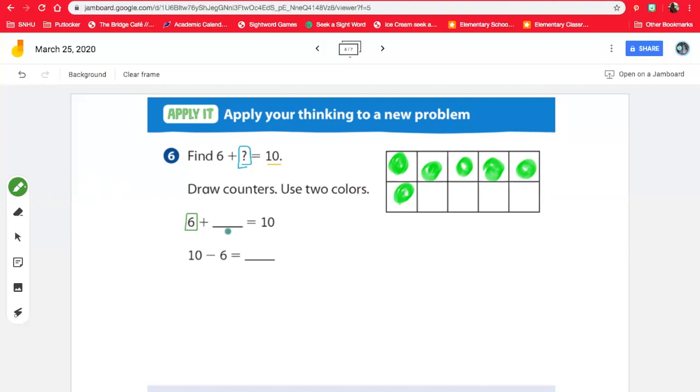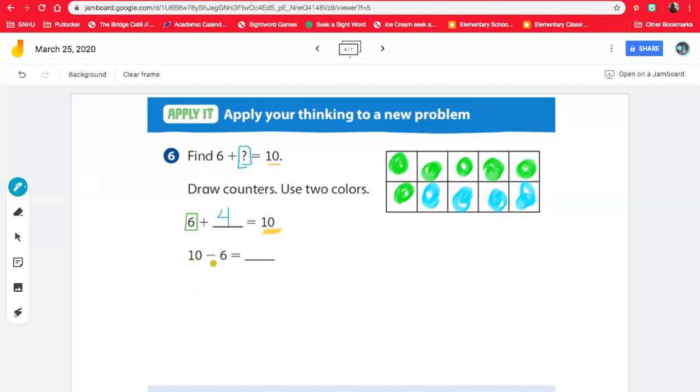Perfect. Now I need to fill the rest of the 10 frame because I know my total is 10. Let's use blue. So we have 6, 7, 8, 9, 10. Notice how I started with 6, put that number in my head and counted on to fill the 10 frame to make sure I had 10 in all. Now we can take our pen and count the number of blue counters to figure out what the missing addend is. 1, 2, 3, 4. So we have 6 green beads and 4 blue beads, which means 6 plus 4 equals 10.